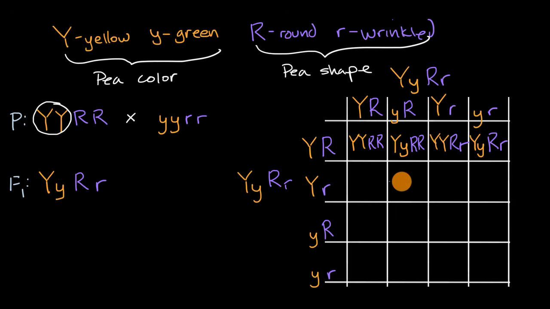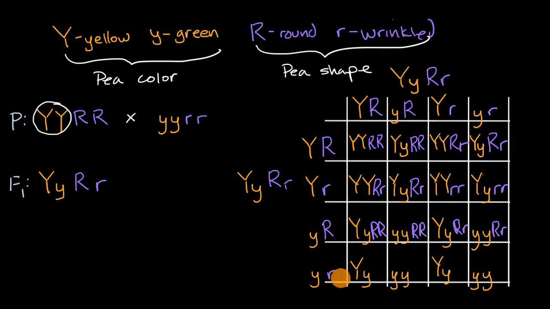And now I'm just going to speed up the video and fill in the rest of these using the same logic. All right, now that we've filled out this Punnett square, let's think about the different phenotypes. How many of these plants are going to produce yellow round peas? Pause the video and think about it.